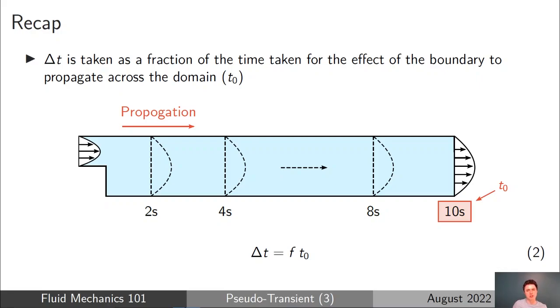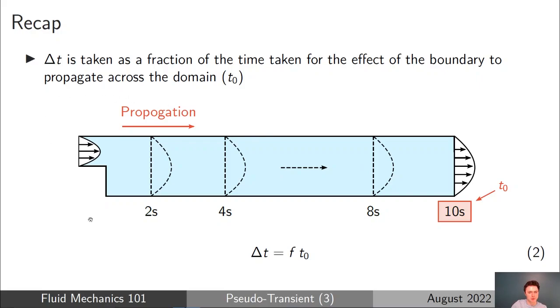So how would a CFD code go about specifying a pseudo time step? Well, what it does is it's going to take into account some of the physical properties of the domain that we're solving, and that allows the pseudo-transient approach to vary on a case-by-case basis.